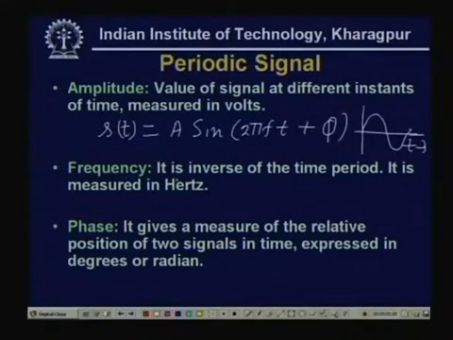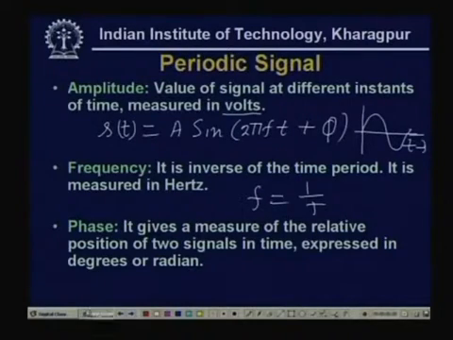And frequency is the inverse of the time period, and usually it is measured in hertz. This amplitude is measured in volts, as you can see here. Of course, as we shall see, there are other units that you also use. Frequency, for example, is the inverse of the time period that we have seen, f is equal to 1 by T, and it is measured in hertz. On the other hand, phase, as I told, gives a measure of the relative position of two signals in time, expressed in degrees or radian.